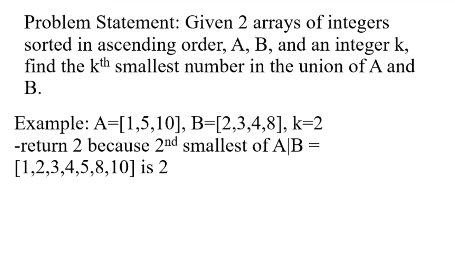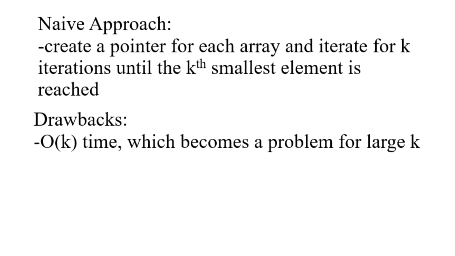As an example, if A is the list 1, 5, 10, and B is the list 2, 3, 4, 8, and k is 2, then the answer is 2, as shown. A naive approach consists of allocating two pointers, one for each array, and starting from the beginning, we will iterate k times to find the answer. This approach takes O of k time. The drawback of this approach is that when k is large, the algorithm may perform slowly.